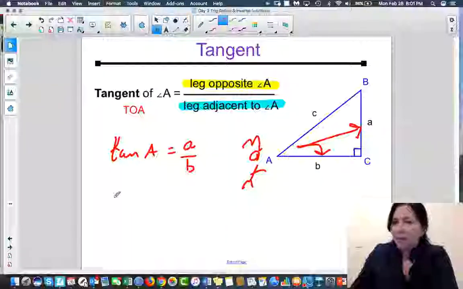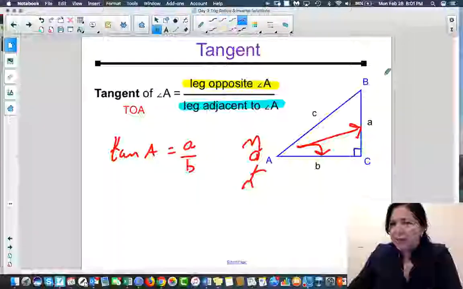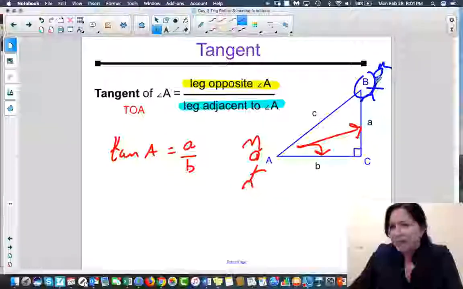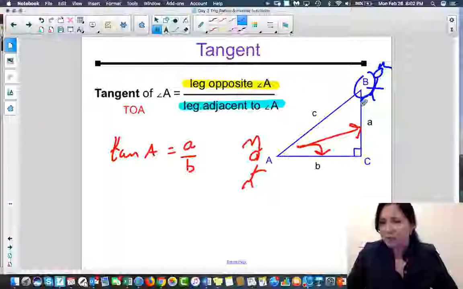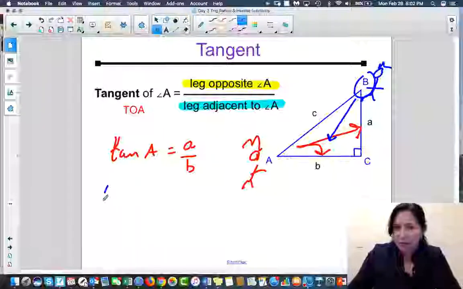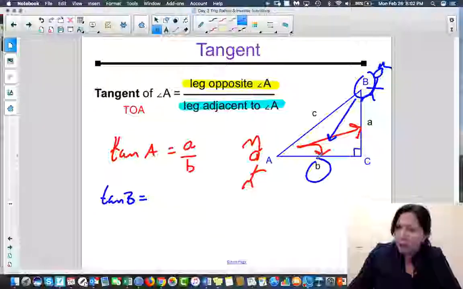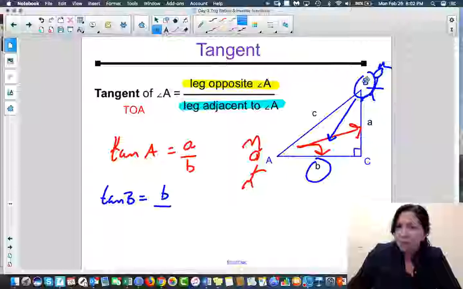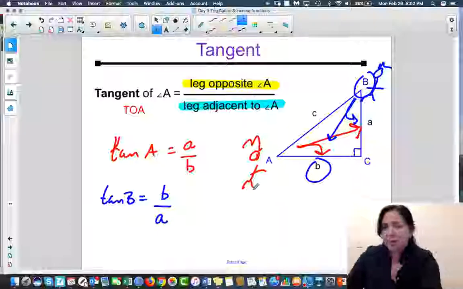Now keep that in mind. What if I moved myself up here? And if I wanted to find tangent of angle B, it's still going to be opposite over adjacent, but now my opposite side is little b. My adjacent side is A. So B over A, opposite over adjacent.